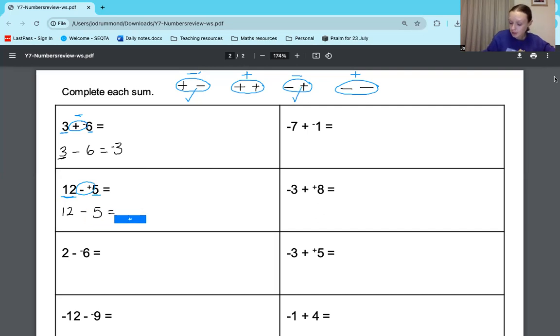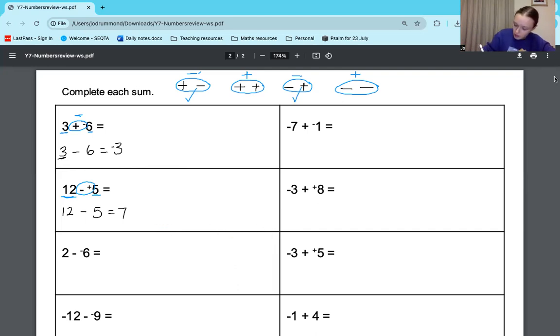Now I can do that on my number line, or I can just think in my head, 12 take away 5. Let's do it on the number line for today. I'm going to put 12 because that's the highest I'm going to get to. And I'm taking away 5. 1, 2, 3, 4, 5. I end up at 7. Is it positive 7 or negative 7? It's positive 7 because I haven't gone down below 0 yet.